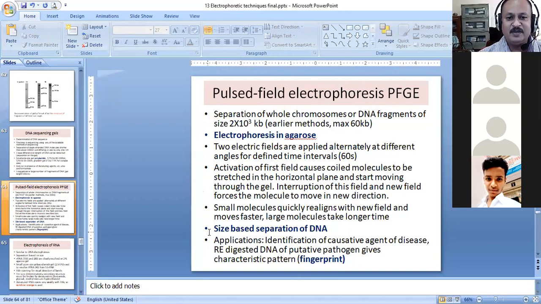Okay. Yes, sir. Okay, so pulse field electrophoresis can be used for DNA fingerprinting and identifying the pathogen, right?